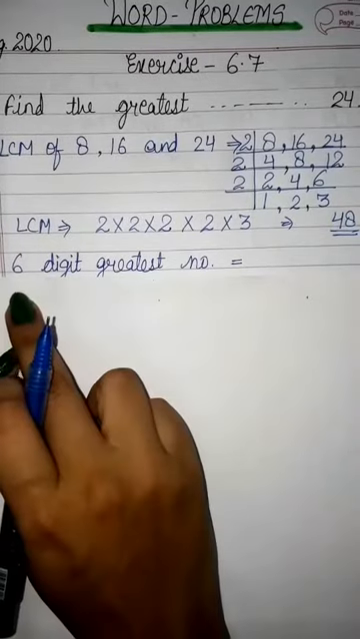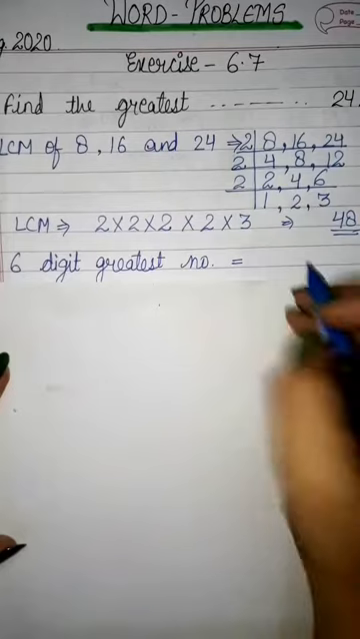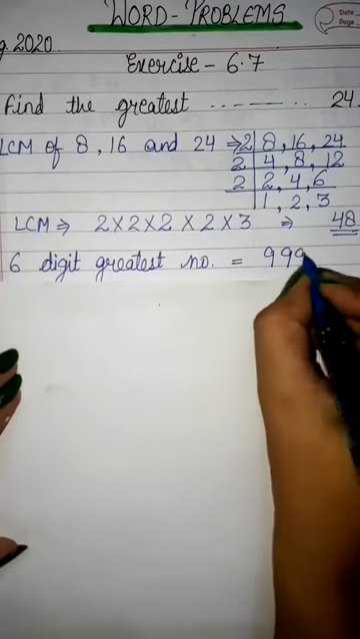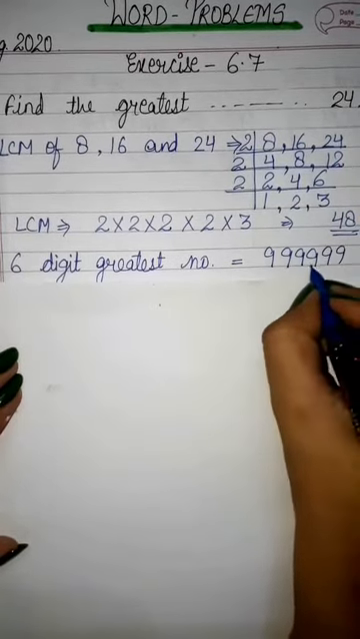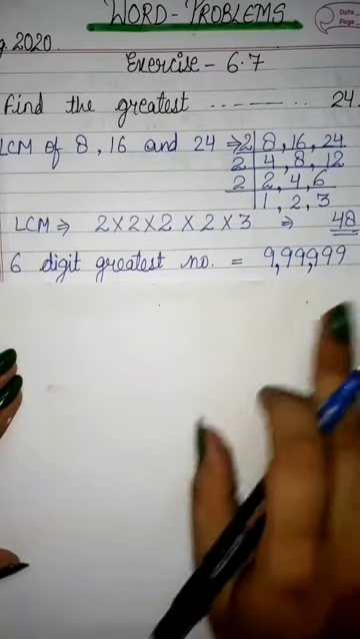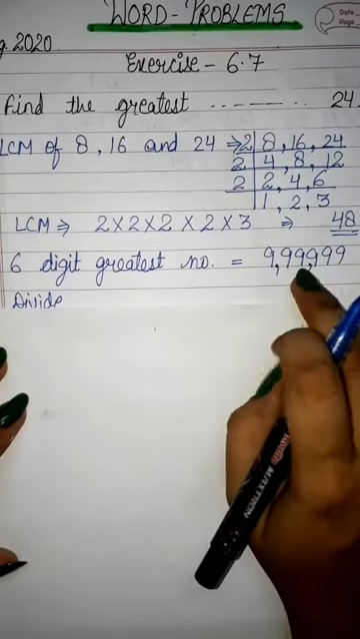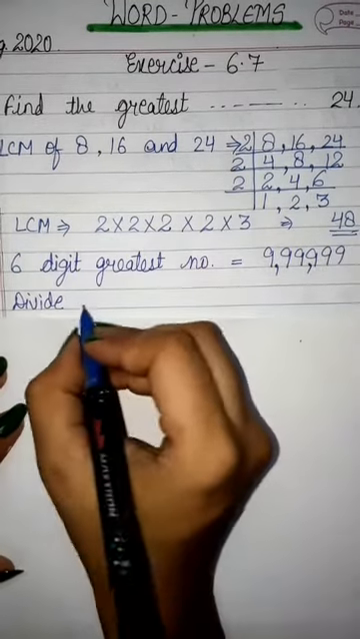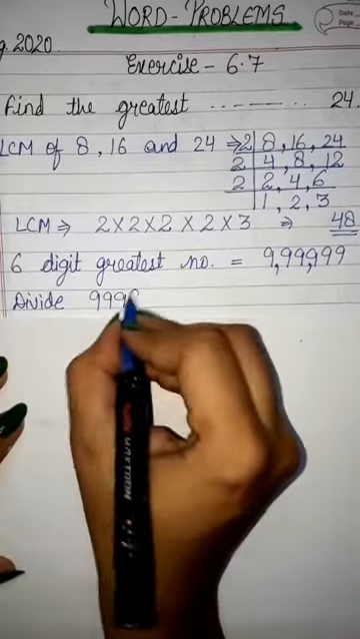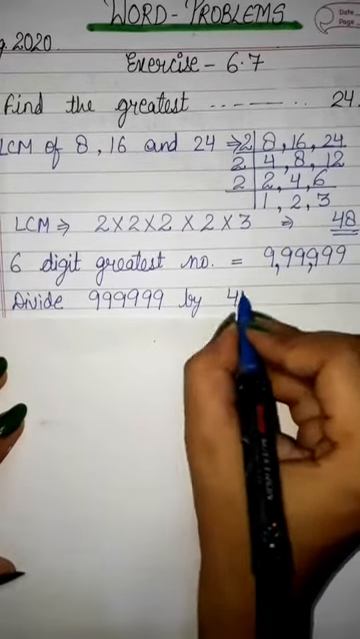Now see, according to the question, you have to find the 6 digit greatest number. That will be 9,99,999. Now, we will be dividing this 6 digit greatest number by this LCM. Divide this obtained number by 48.